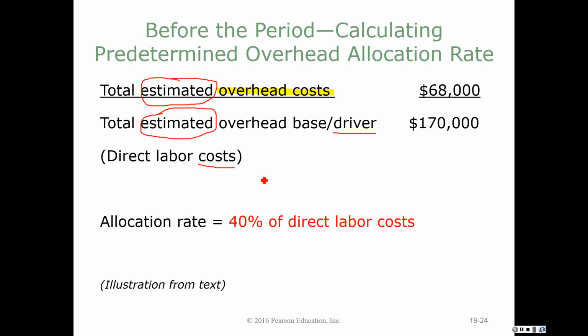supervisors. Okay, so once again, the key is that we are estimating what our overhead is going to be, and we are estimating what the driver is going to be that is pushing those overhead costs. So with our estimates of $68,000 for overhead and $170,000 for labor cost, what we have actually come up with in this particular scenario is that 40% of our direct labor cost, if you were to take all of your direct labor costs for this particular organization, we are spending 40% of our direct labor in overhead.